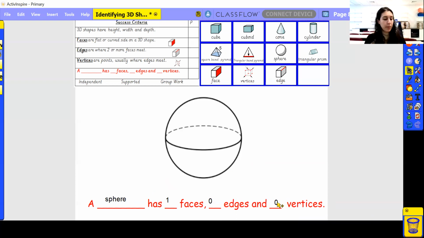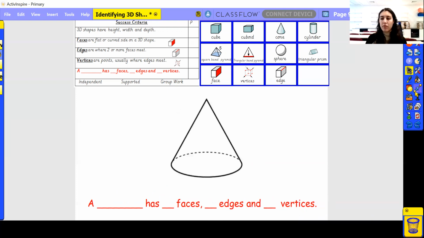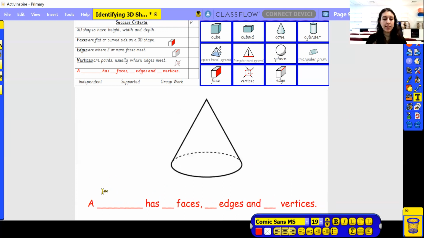There we go. Super. So let's say our STEM sentence together. A sphere has 1 face, 0 edges and 0 vertices. Well done, year 2. Right, next one. Can you identify the name of the shape from the word map?